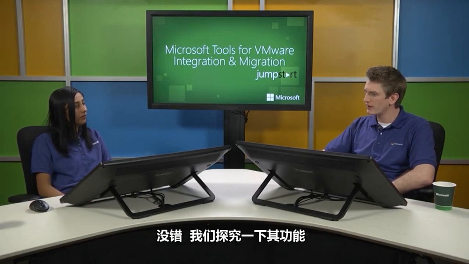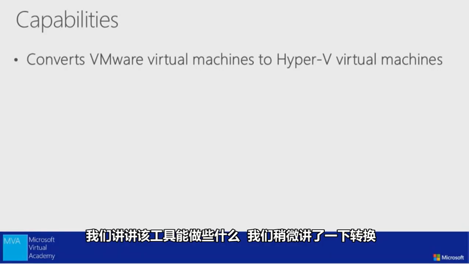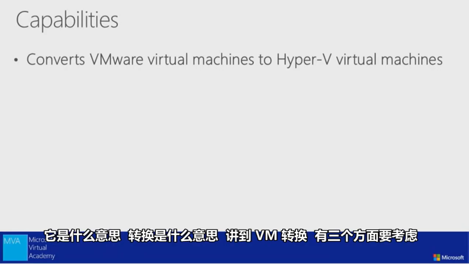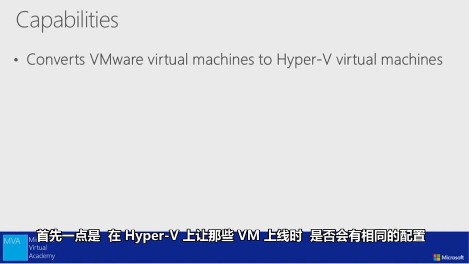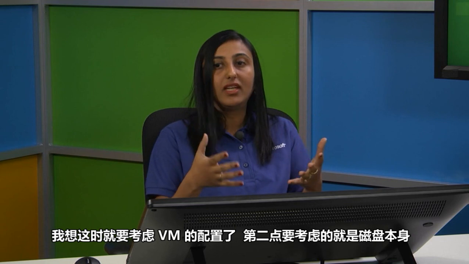Okay, great. Now, should we move on and talk a little bit about the capabilities that we have? Sounds great. Let's do that. Let's dive right in. So let's talk about what the tool does, right? We spoke about conversion a little bit. So what does conversion mean? When you think about VM conversion, there are 3 things that you want to think about. The first thing is, when I bring this VM up on Hyper-V, is it going to have the same configuration? Is it going to have the same processors? Is it going to have similar memory? Is it going to have the same network interface cards, virtual network adapters? That's one thing that you're going to think about, the configuration of the VM itself.